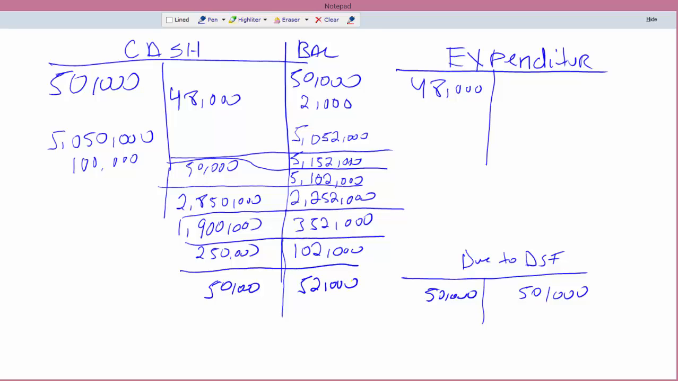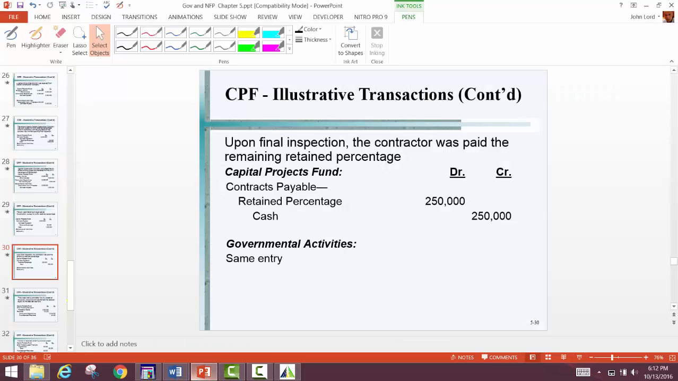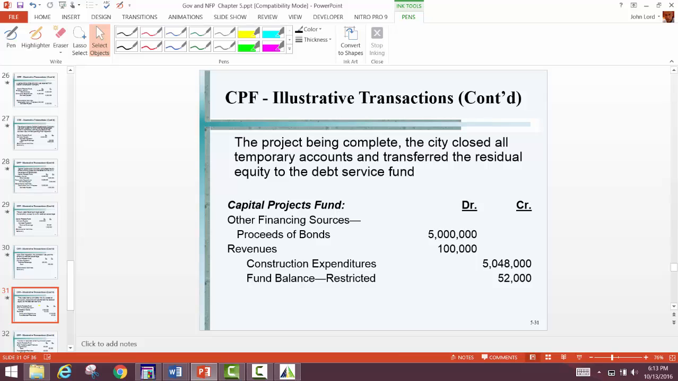52,000, right? Okay, good. So now we come over and we look at the project. We're pretty much done with it, so we make our closing entries. And when we make our closing entries, remember the other financing sources for $5 million? We debit that. Remember I made a big deal out of the revenue that was coming in from the government. That was a revenue. We close that by debiting that, don't we?